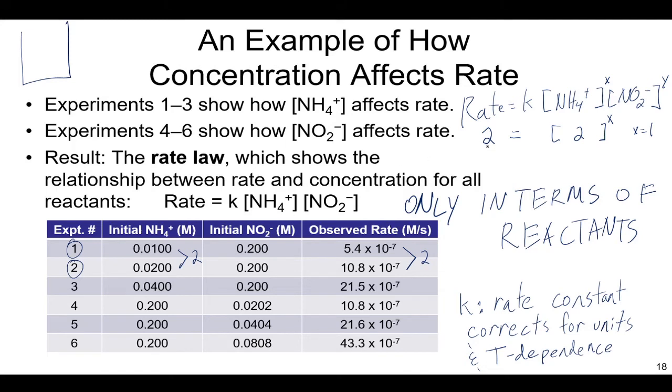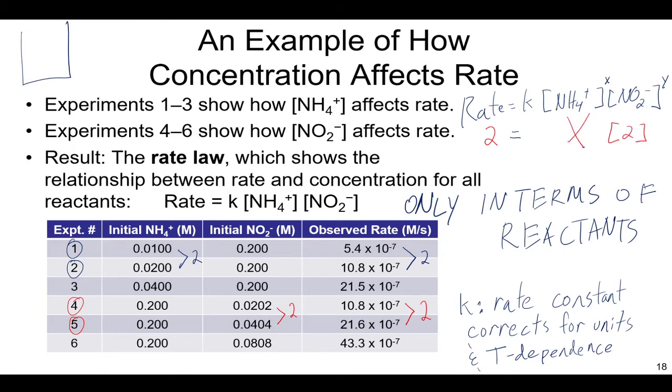So let's do the same thing, but instead pick two experiments where NO2 changes, but NH4 does not. Okay, well that's easy enough. We can pick 4 and 5. In 4 and 5, NH4 is not changing, but NO2 minus is. This is doubling. And what happens to the rate? It doubles. So it's the same thing. The rate is doubling while NO2 minus is doubling.